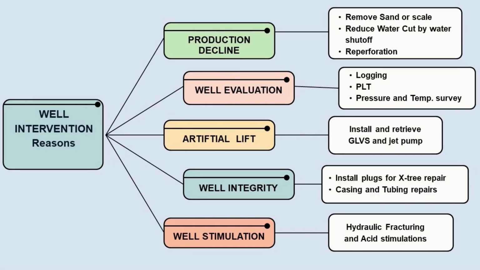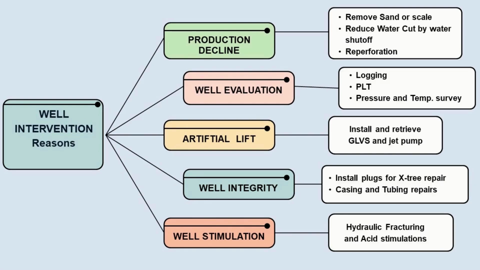2. Well integrity issues. A well is a high-pressure environment, and pipes can get damaged. We need to maintain well integrity. This includes tasks like casing and tubing repairs or installing plugs for X-tree repair. The X-tree is short for the Christmas tree, the collection of valves at the wellhead.